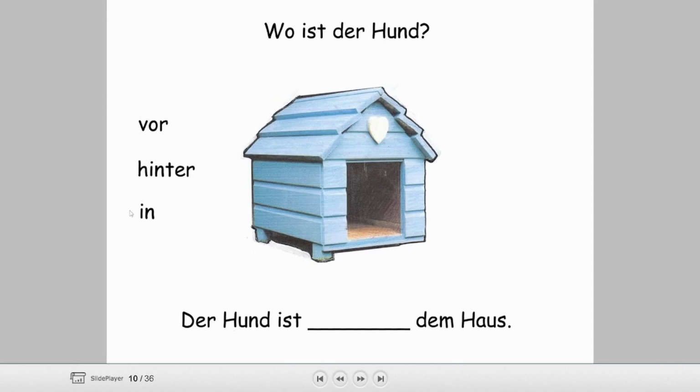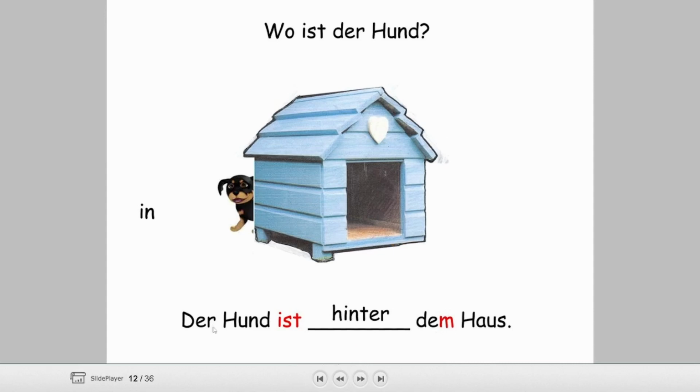Vor, hinter, in. Vor means before or in front of the house, hinter means behind the house, in means inside the house. So let's see where the dog is. The dog is in front of the house now. So the Hund is vor dem Haus. So we could ask wo. Wo means dative. Where is the dog? It's in front of the house. So here the dative case is used.